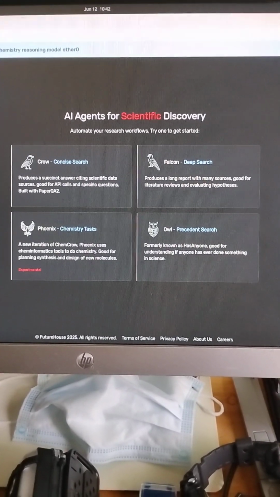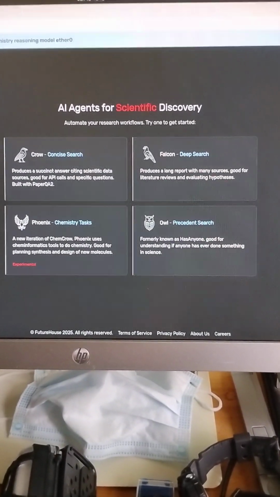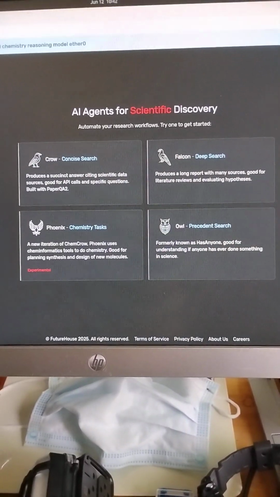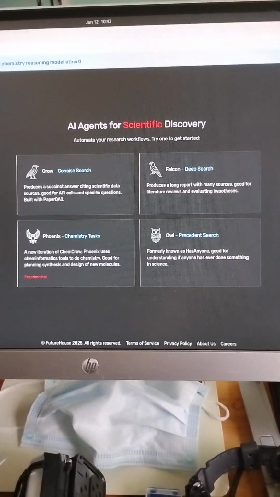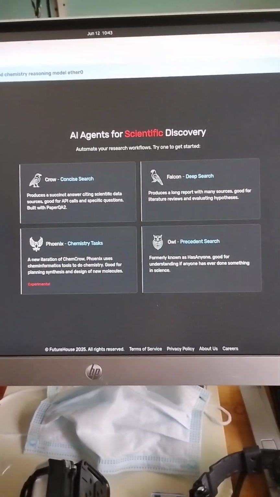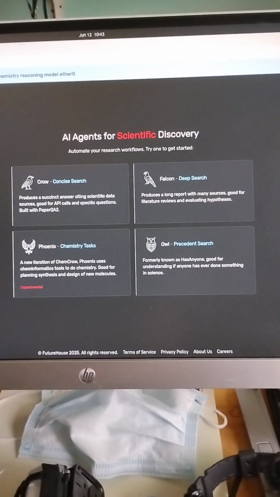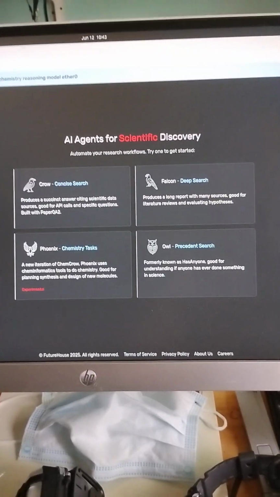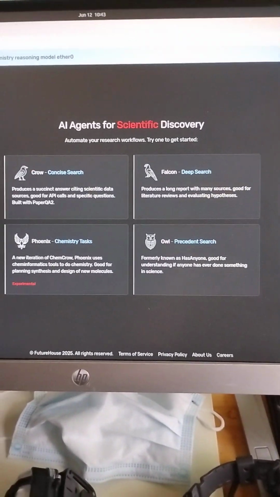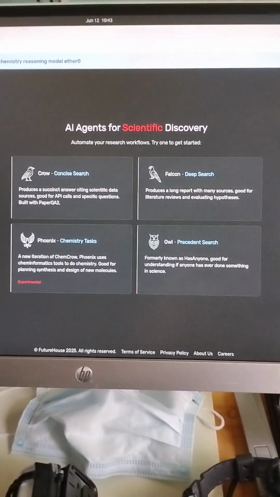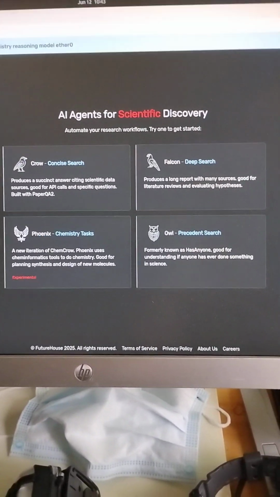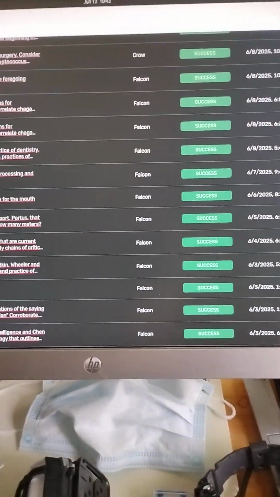How to access an AI scientist on the futurehouse.org platform. Well, it's really easy. You just go to futurehouse.org and you give it your email, you make up a password, and you're presented with these different scientists. These are virtual scientists, AI scientists. They're not human scientists.